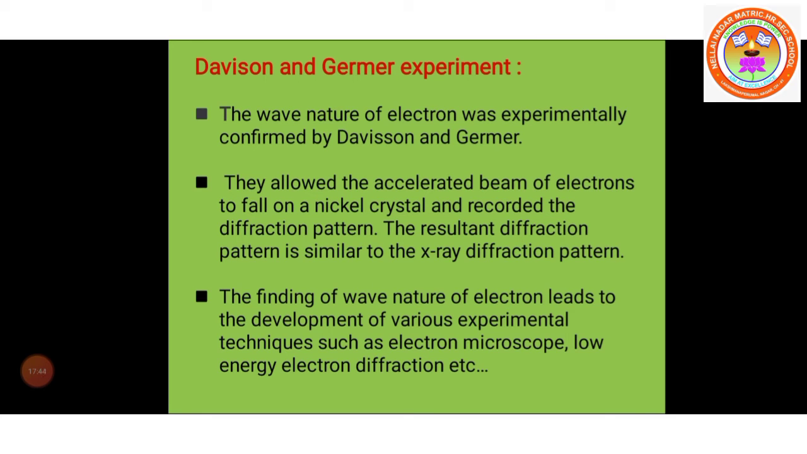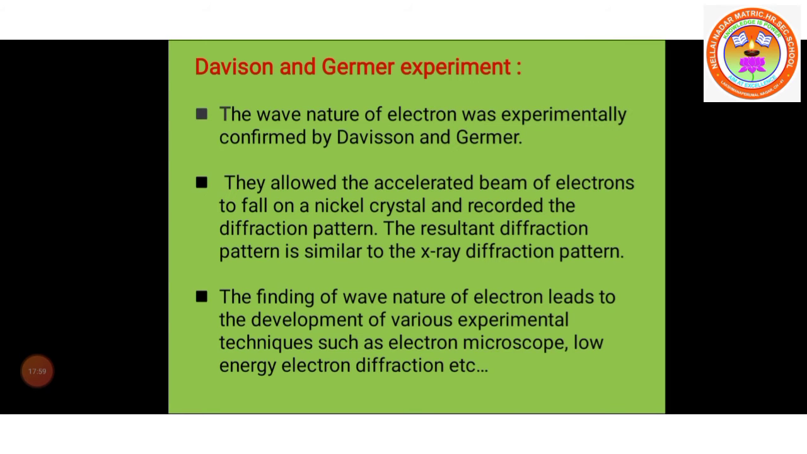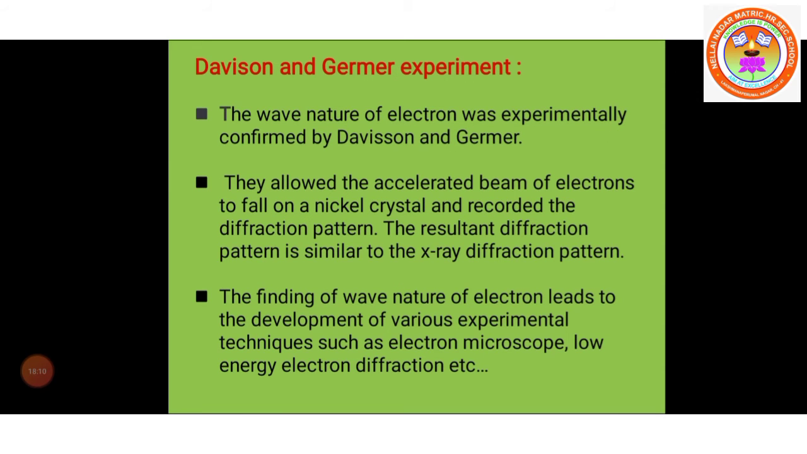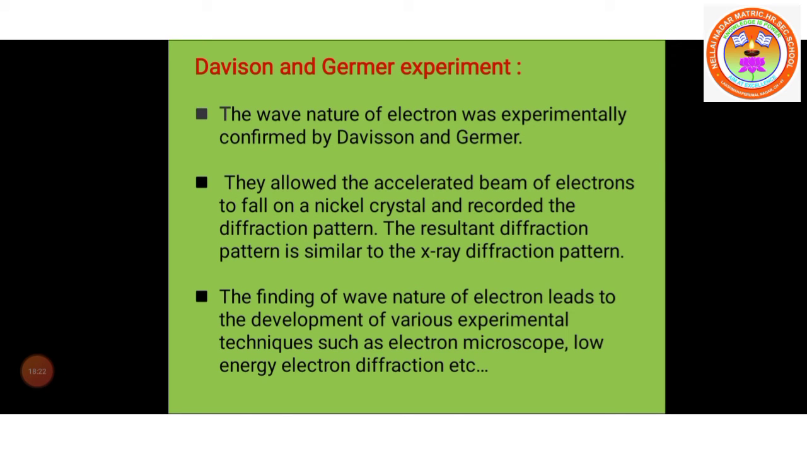Okay. So this is the source of electrons, produced by an electron gun. So the electrons fall onto the nickel crystal. They allowed the accelerated beam of electrons to fall on the nickel crystal and recorded the diffraction pattern. The diffraction pattern is detected and recorded. So the resultant diffraction pattern is similar to the X-ray diffraction pattern.